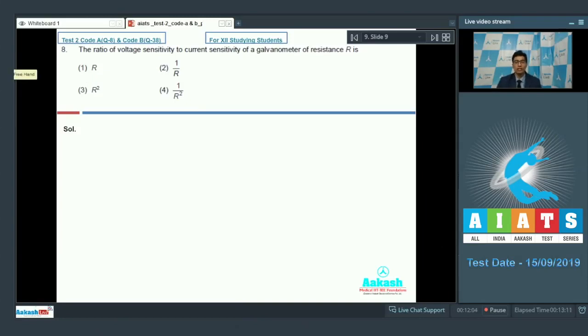Now dear students, the current sensitivity that we can represent by SI is equal to the angle moved by the needle of the galvanometer per unit current. It is equal to NBA by a constant, where N is the number of turns in the galvanometer, B is the magnetic field due to the magnets in the galvanometer, A is the area of the loop of the galvanometer, while K is the torsional constant, which is constant for a given galvanometer.